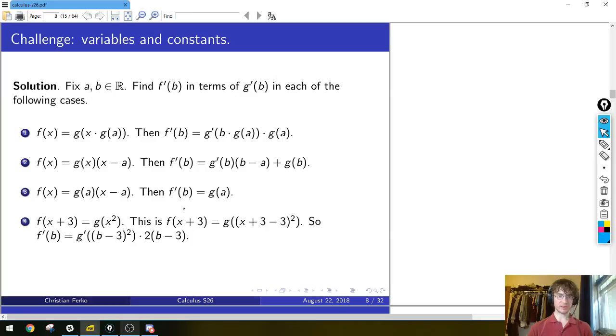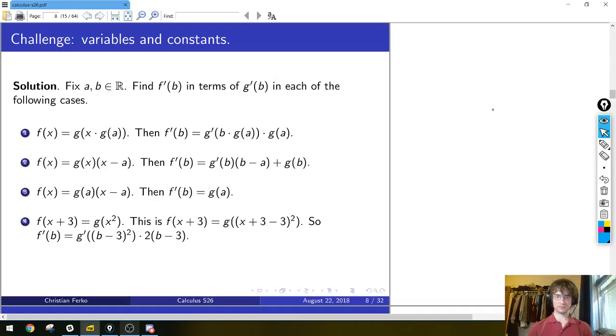We re-expressed f of x plus 3 equals g of the quantity x plus 3 minus 3 squared, differentiated with respect to x plus 3. So f prime at b, which means x plus 3 equals b, is g prime of this whole thing, which is b, so g prime of b minus 3 squared times twice b minus 3. Good. Okay. Thoughts on these examples?